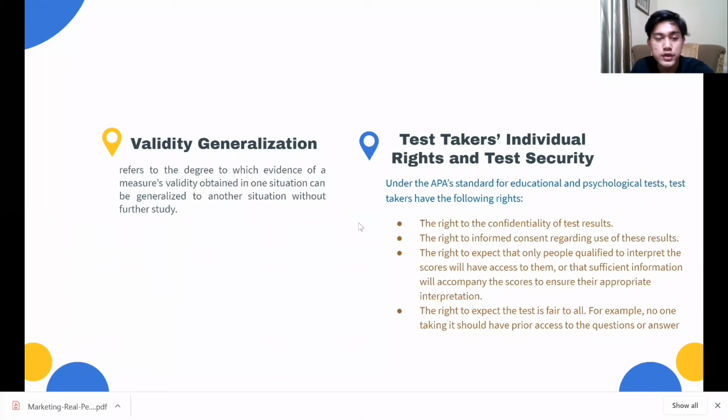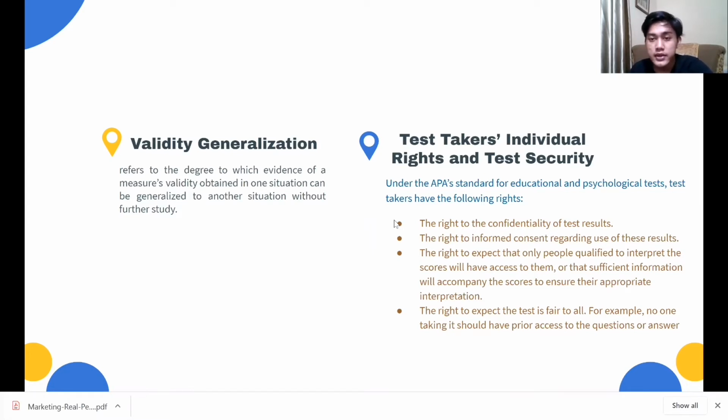Okay, so the next one is validity generalization, which refers to the degree to which evidence of a measure's validity obtained in one situation can be generalized to another situation without further study. And the next, there's test takers' individual rights and test security.